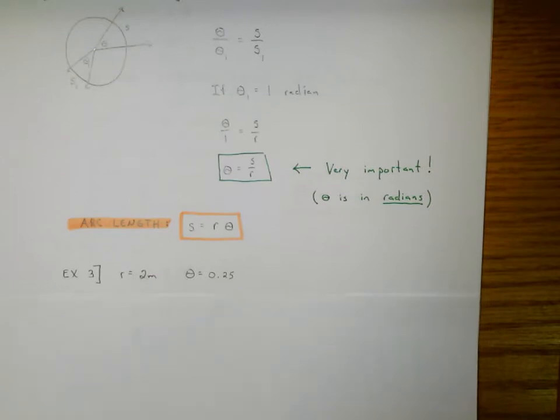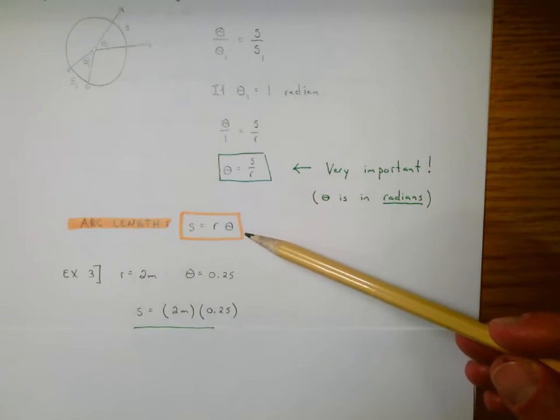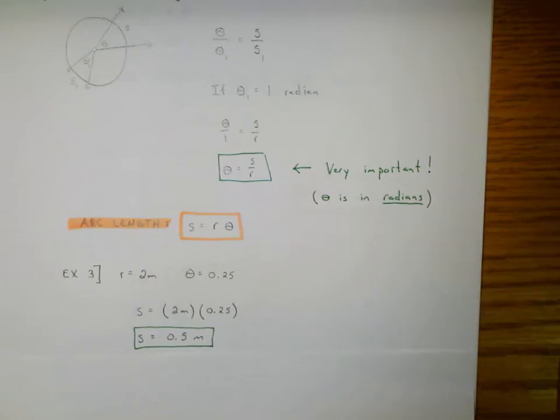Example 3 in our textbook asks us to find the length of an arc of a circle of radius 2 meters subtended by a central angle of 0.25 radians. Since I have my radius and I have my radian measure, I'm just going to substitute into this equation above. There's radius, there's theta, and I'm going to multiply.